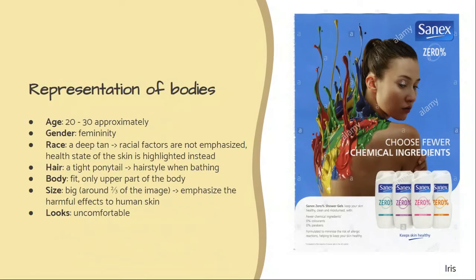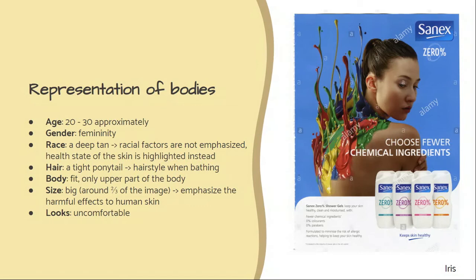To associate the woman to the product, representation of bodies is used, as she is aged between 20 and 30 approximately. The target audience are young females, and this shows femininity in the image. Moreover, the sun-kissed skin tone symbolizes a healthy skin. She has a ponytail, maybe she ties up the hair for bathing, and her body is fit and only half of the body is shown. Overall, she takes up around 2/3 of the image to emphasize the harmful effects to human skin, and she looks quite uncomfortable.